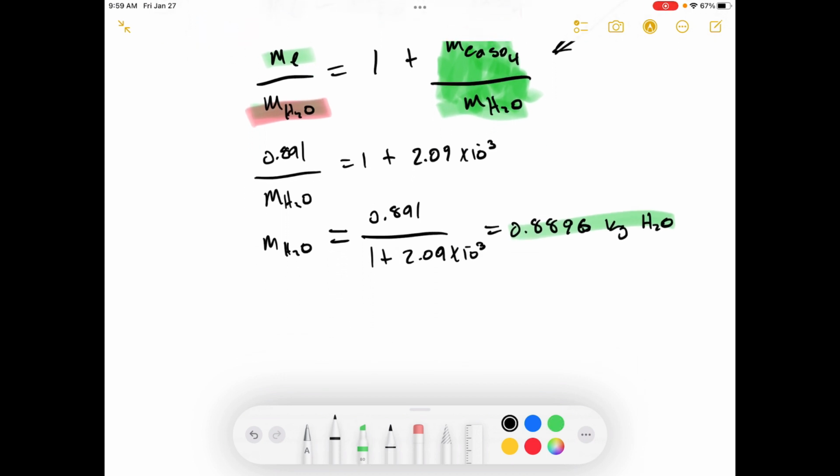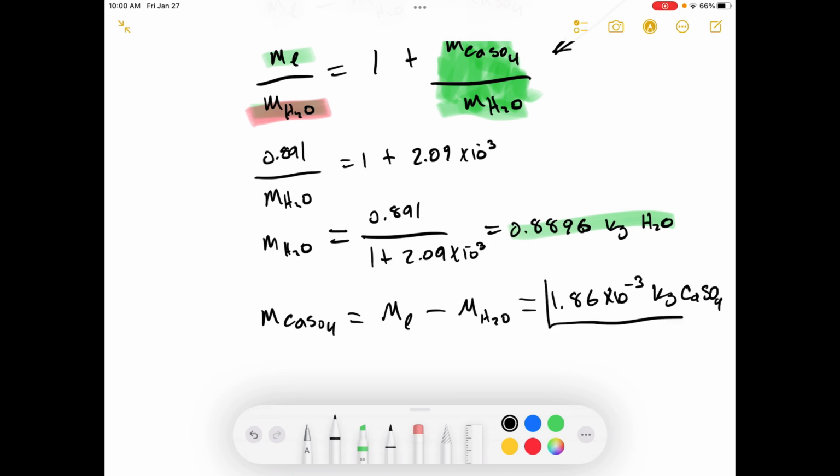So mass of calcium sulfate equals the mass of the liquid minus the mass of the water, which equals 1.86 times 10 to the minus 3 kilograms of calcium sulfate. Okay, and that is the mass of calcium sulfate in the liquid solution.